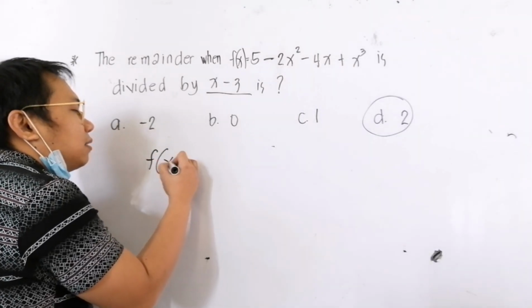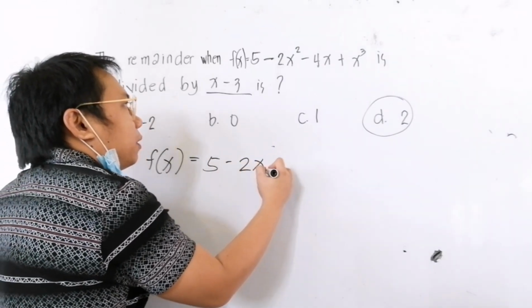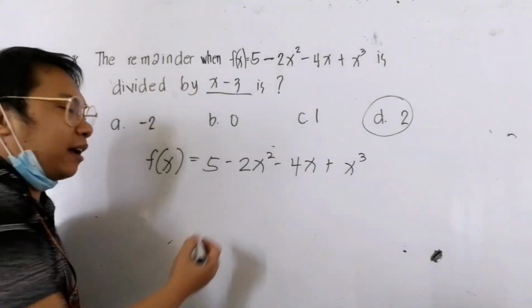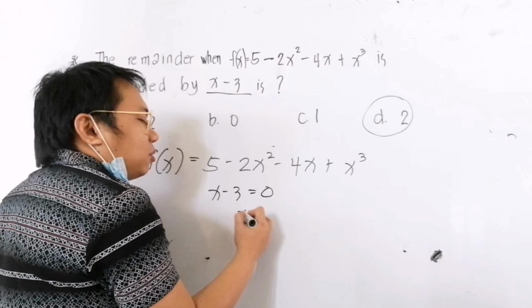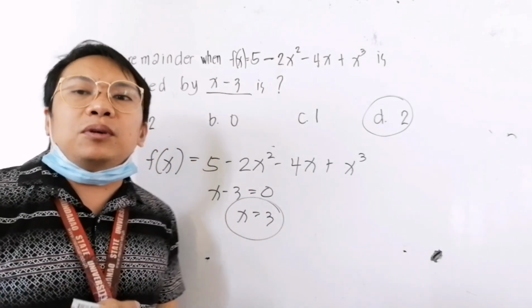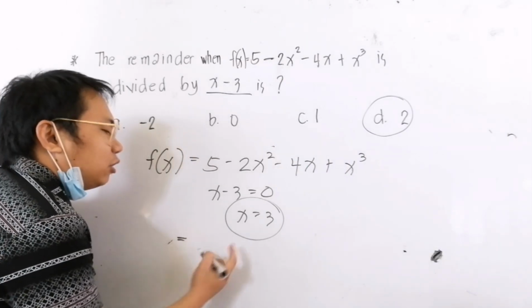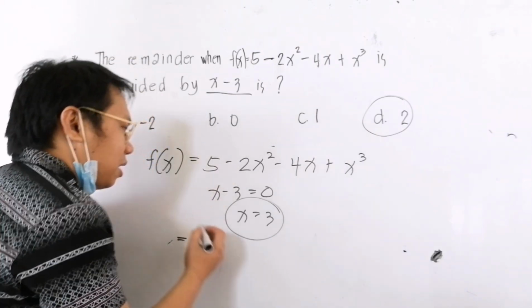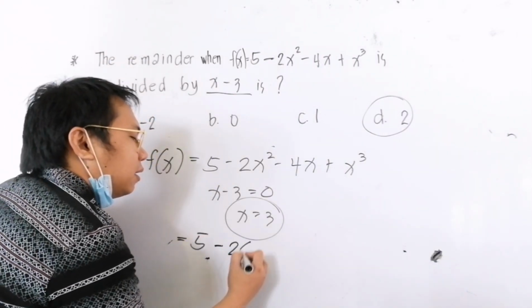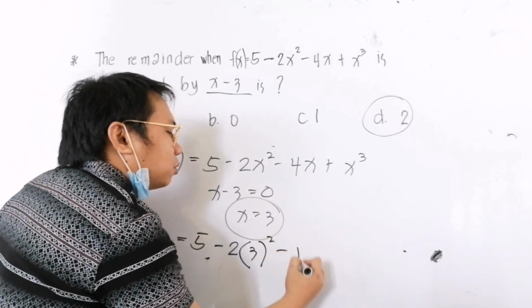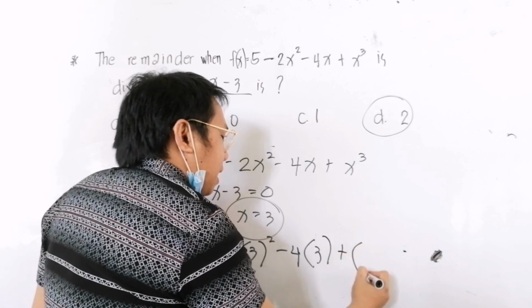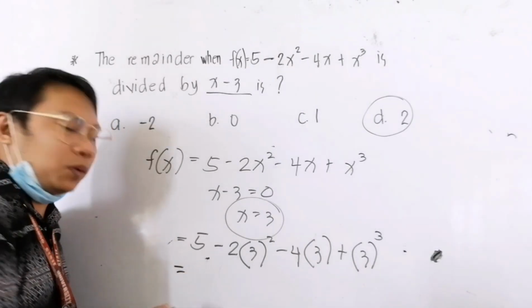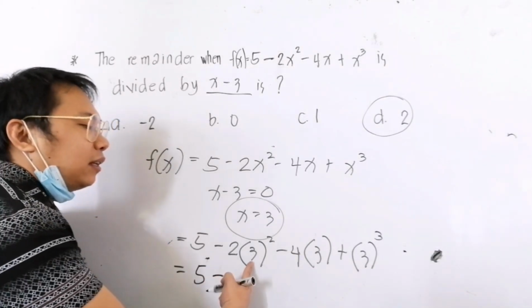So you have now f of x is equal to 5 minus 2x squared minus 4x plus x cubed. Again, our divisor is x minus 3. Equate that x minus 3 to 0. This will give the value of your x equal to 3. Again, substitute your x here to the given polynomial function. So you have now 5 minus 2 times 3 squared minus 4 times 3 plus 3 to the power of 3.